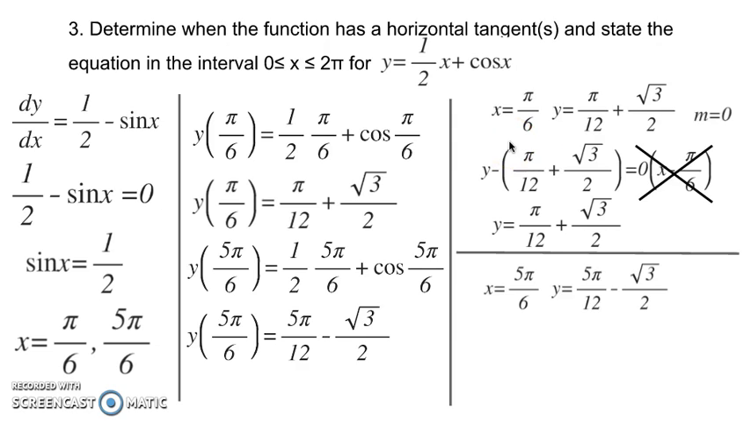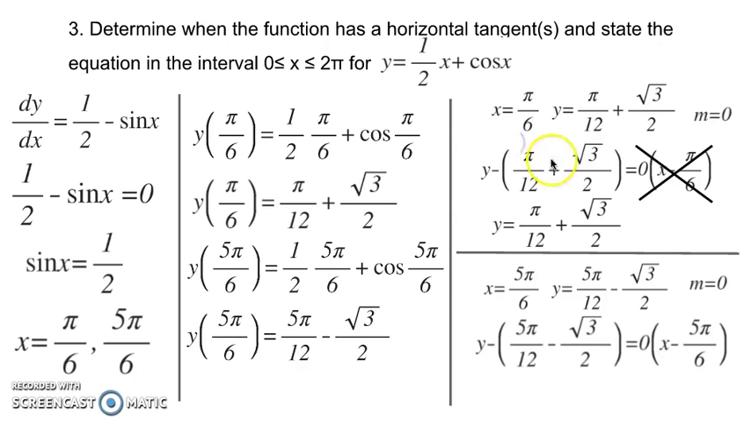Now the second horizontal tangent, using x equals 5 pi over 6, y equals 5 pi over 12 minus radical 3 over 2, and m equals 0, we would find that the horizontal tangent would be y minus quantity 5 pi over 12 minus radical 3 over 2 equals 0 times x minus 5 pi over 6. And simplified, y equals 5 pi over 12 minus radical 3 over 2.